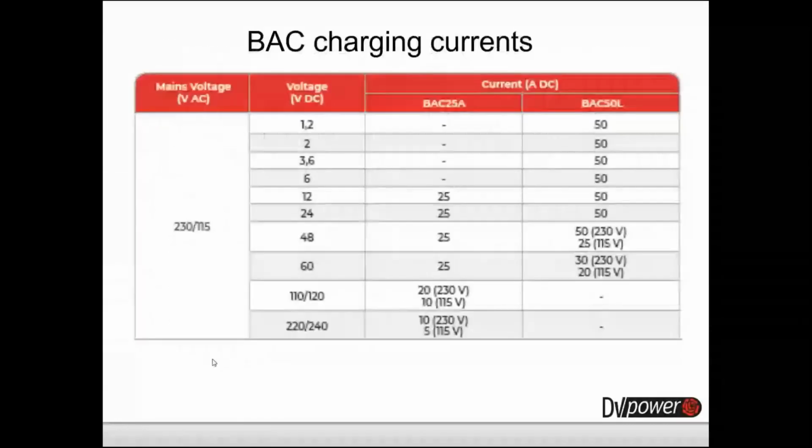This is a table where you can see the maximum charging current for different voltage levels. You can see here we have two models, BAC 25A and BAC 50L. You see that BAC 50L can charge batteries up to 24 volts nominal with 50 amps, and then 48 volt nominal can be charged with 50 or 25 amps depending on the mains voltage on your grid. And the same is for the BAC 25A.